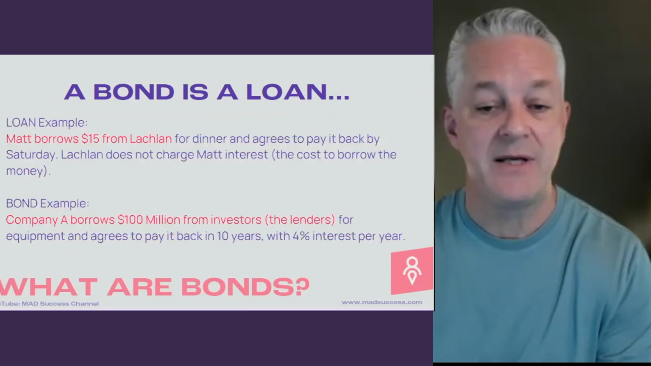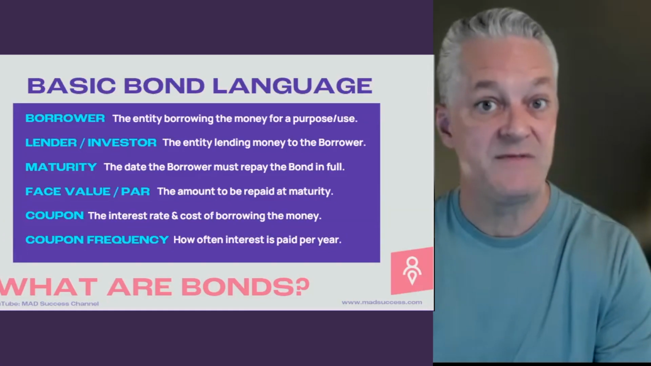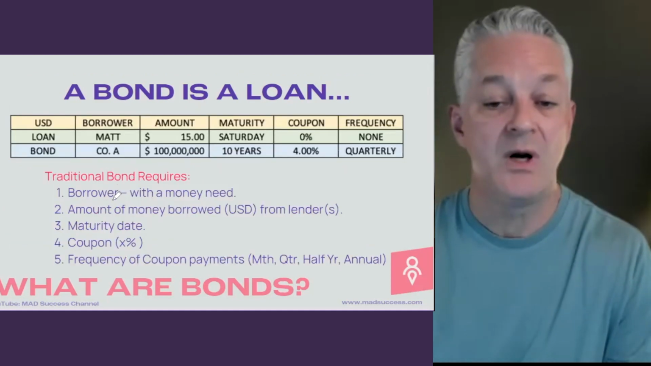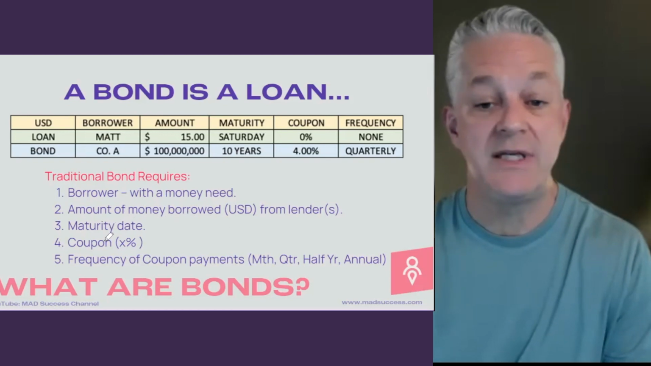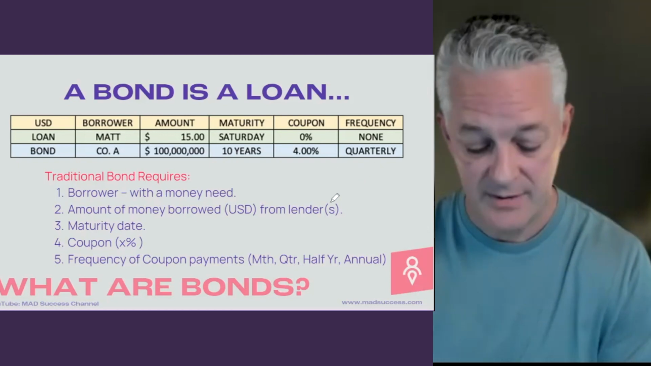I spoke about the main terms here, right? Borrower, lender, maturity, face value, coupon, and frequency. And that's the same thing here. Borrower, the amount, the lender I didn't put in here, but I've said the amount of money from the lender, the maturity date, the coupon, and the frequency of the coupon. In this case, it's quarterly. Okay, let's keep going.